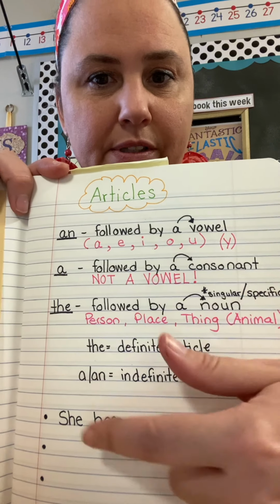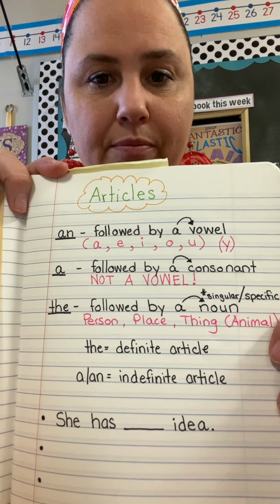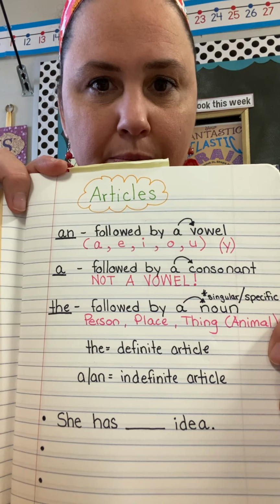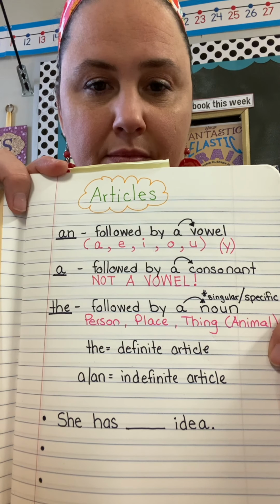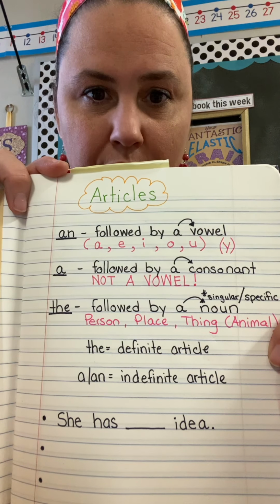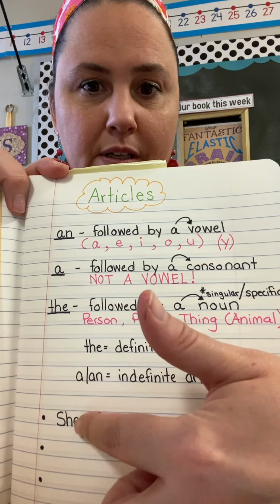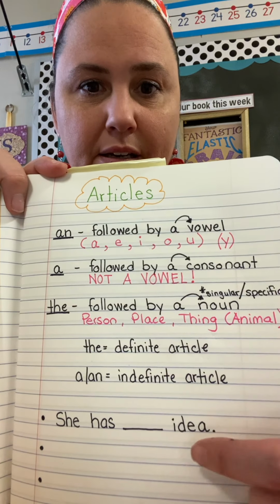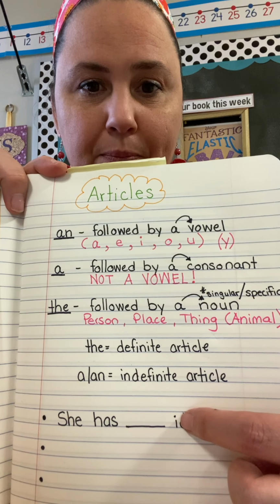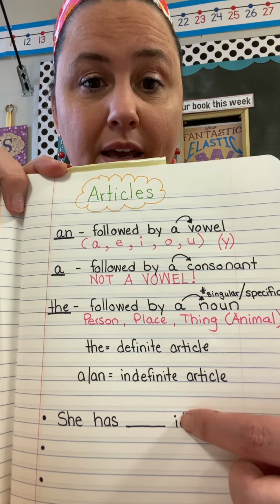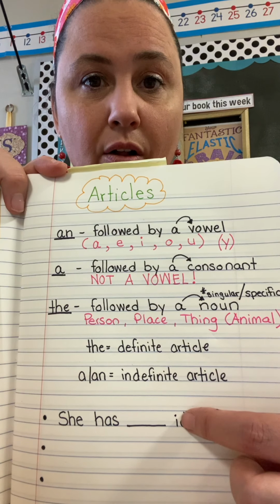All right, so here I wrote a sentence. She has blank idea. What would fit there? Would it be an, a, or the? So if you're not sure, what can you do? She has blank idea. If you look at idea, idea starts with what? The letter I. And is the letter I a vowel or a consonant?